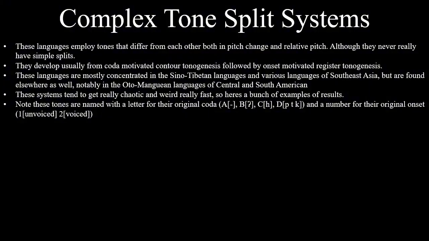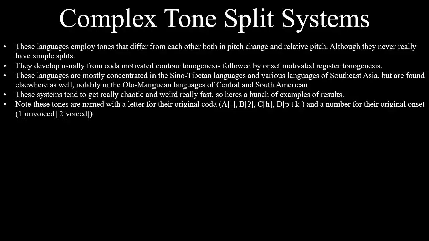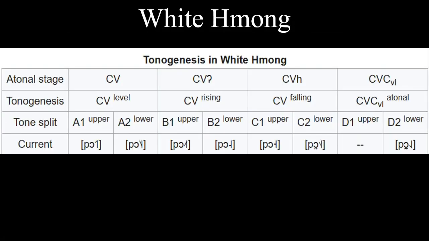syllable, B meaning it originated from a syllable ending in a glottal stop, C from a syllable ending in the glottal fricative, and D from a checked syllable, with 1 referring to tones originating from voiceless plosives and 2 from voiced. In White Hmong, it seems like the tone split was effectively a second contour split, with the originally level A tones becoming rising and falling based on register, the B1 and C2 tones having expected results, and the B2 and C1 tones flattening out.